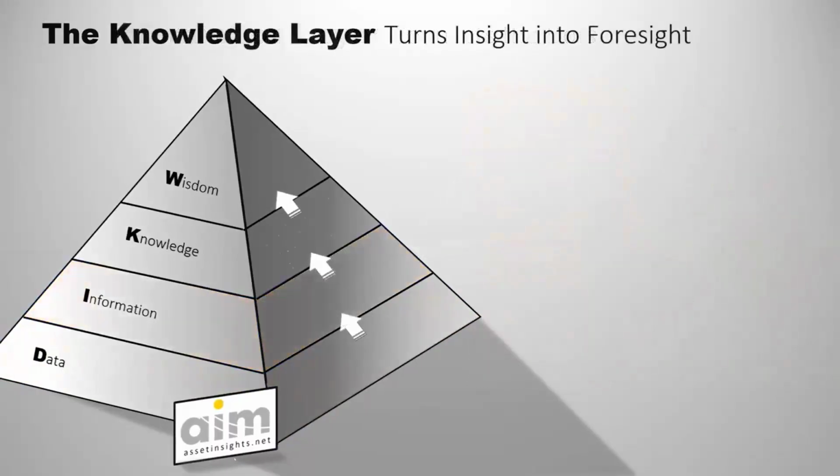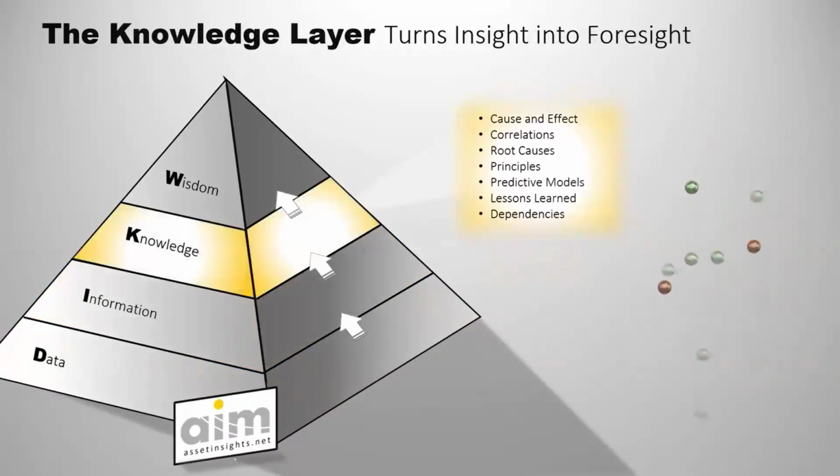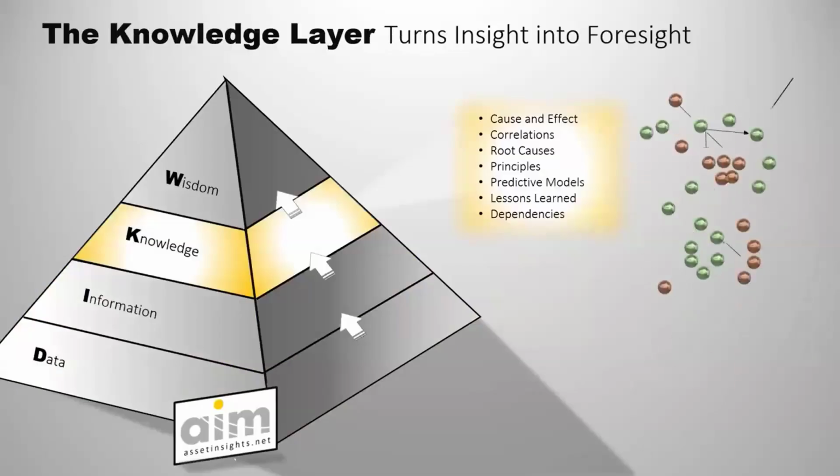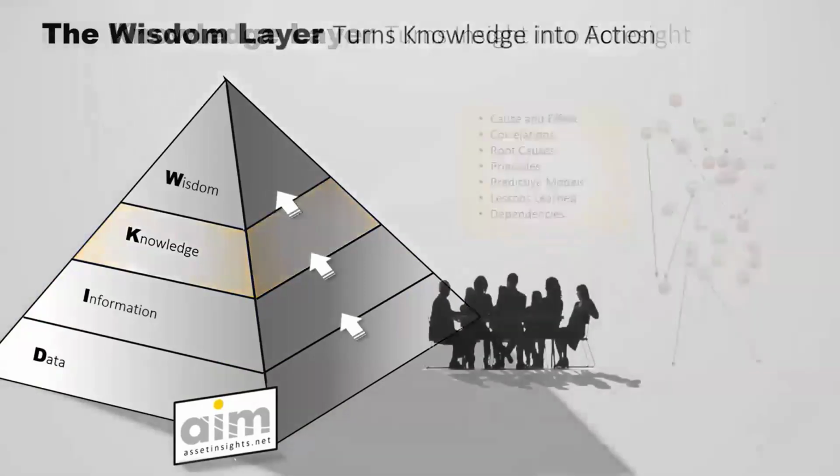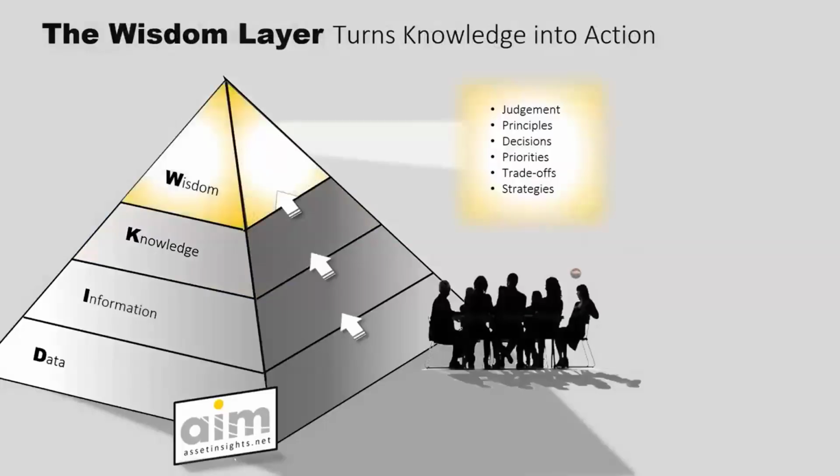Knowledge builds when we interpret those patterns, connecting cause and effect, and anticipating what comes next. It's where experience meets analysis, transforming insight into foresight. At the top of the pyramid lies wisdom, where experience, judgment, and purpose combine. It's what helps us move beyond analysis to action, doing not just things right, but the right things.